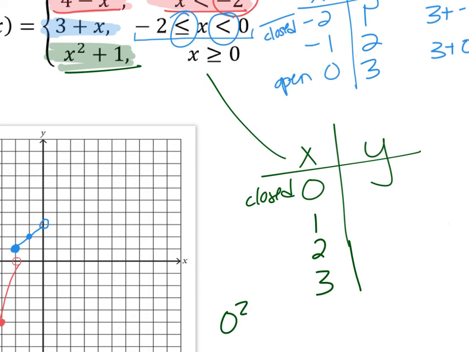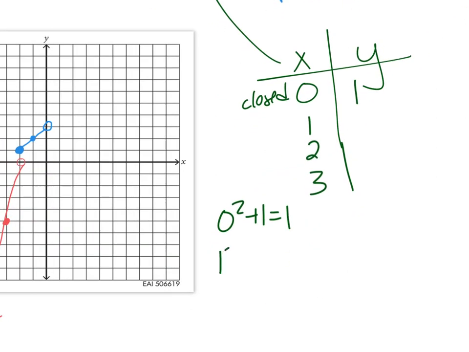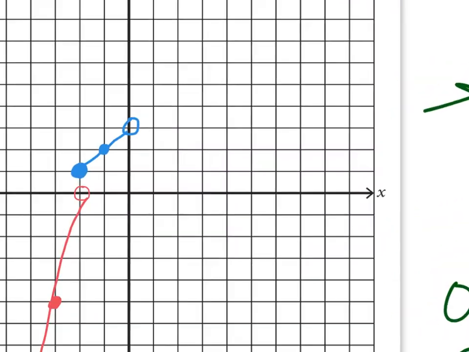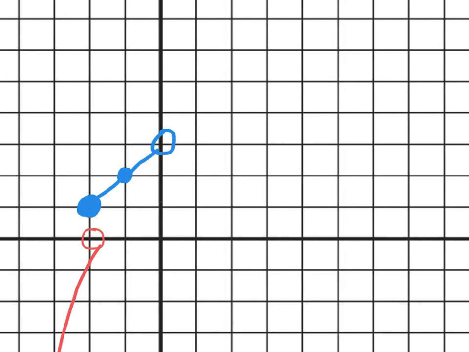So if I do 0 squared plus 1, that is 1. If we do 1 squared plus 1, that's 1 plus 1, which is 2. If we do 2 squared plus 1, that's 4 plus 1, which is 5. And then 3 squared plus 1 is 9, plus 1, which is 10. So here are my ordered pairs. I'm going to start with a closed circle on 0, 1.